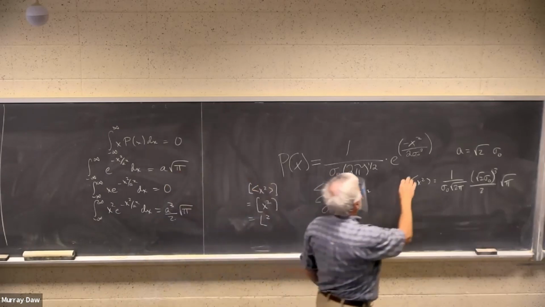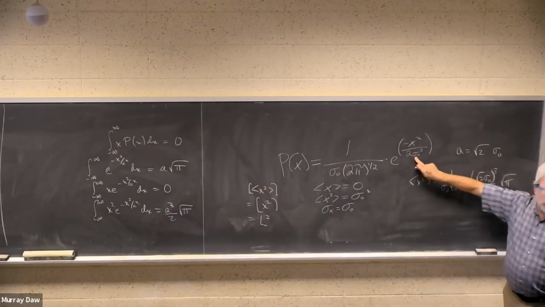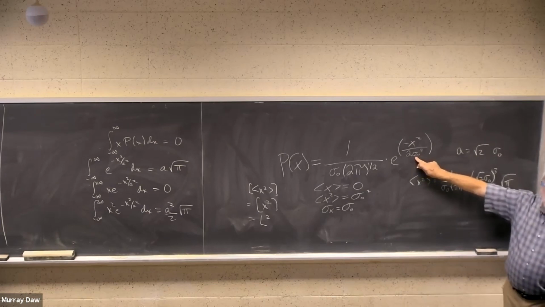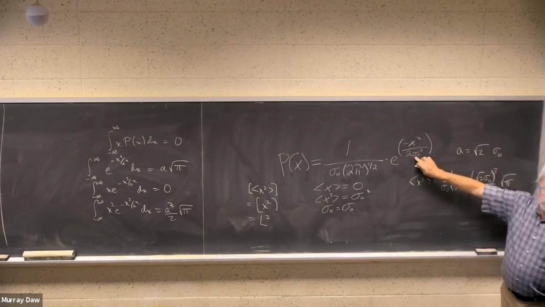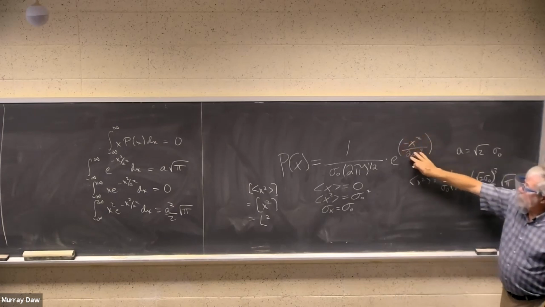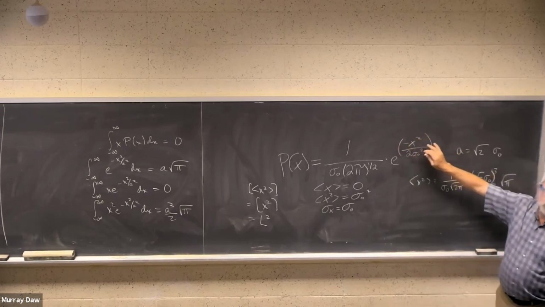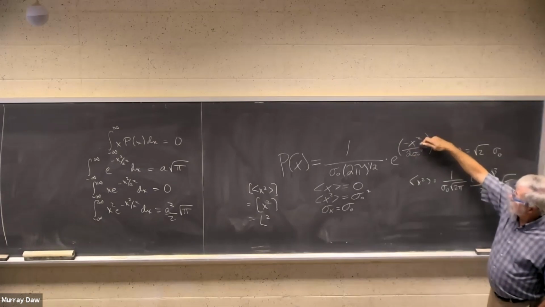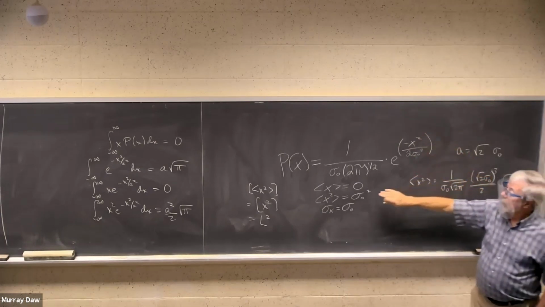Look over here as well to find the dimensionality of sigma naught. What's the dimensionality of sigma naught? Length. Yeah, it must be a length, in order that the argument of the exponential is dimensionless. X has a length, so sigma naught must be a length.